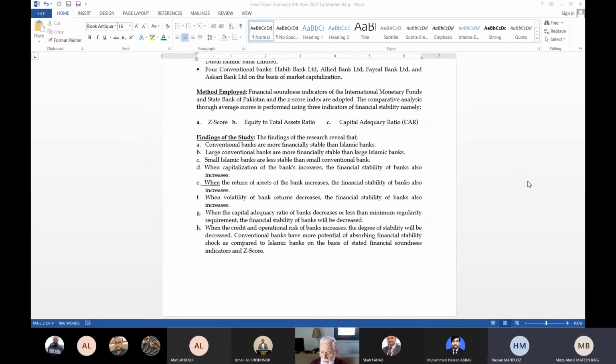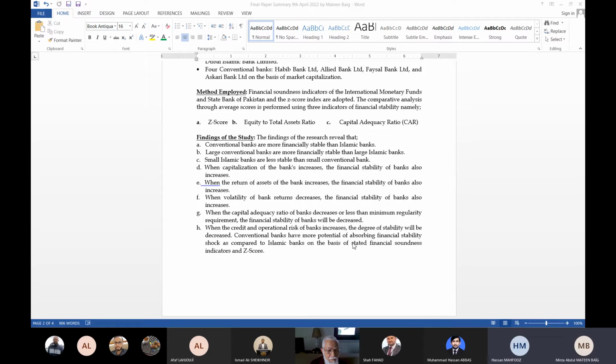When the capital adequacy ratio of the bank decreases or falls below the minimum regulatory requirement, the financial stability of the bank also decreases. This means that capital adequacy and financial stability are directly related to each other. When the credit and operational risk of the banks increases, the degree of stability decreases, which means that the banks become unstable.